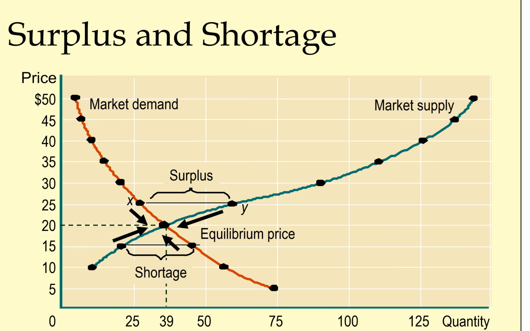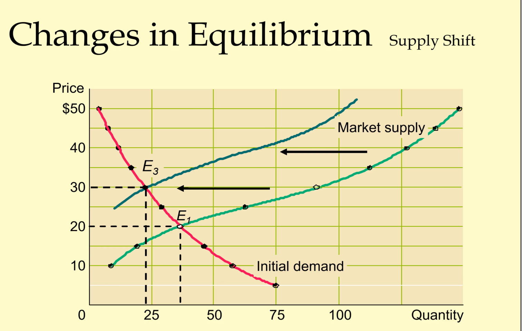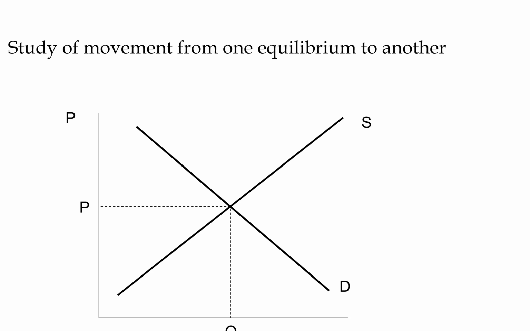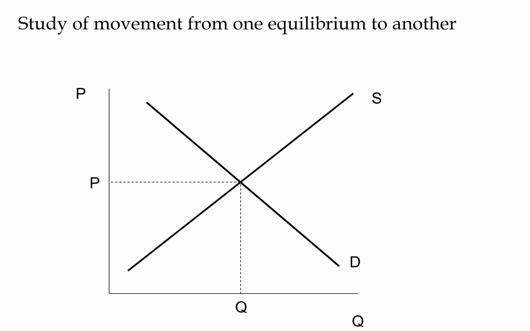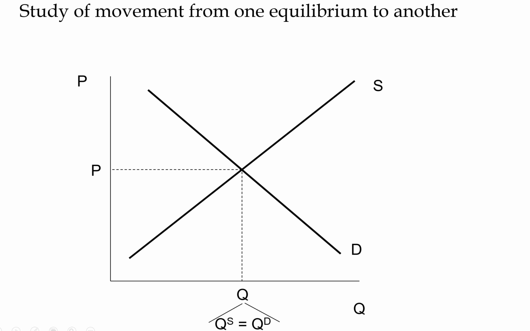Where is it? Come on. It's right here. Okay, let me make this a little bit bigger so you can see it. I'm just going to move this down a little bit here. Okay, so let's start at equilibrium. Price is equilibrium price, and notice how at that price, quantity supplied and quantity demanded are equal.